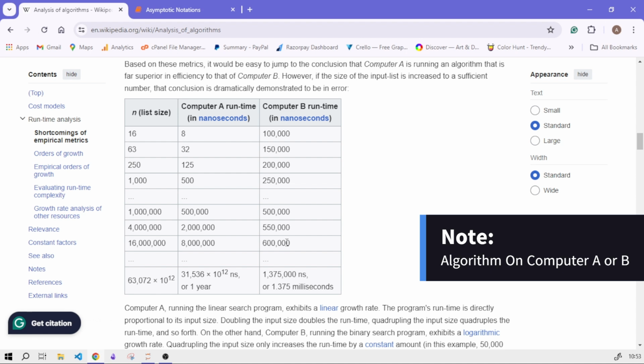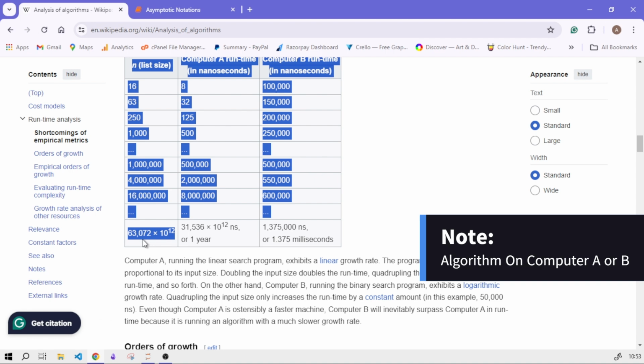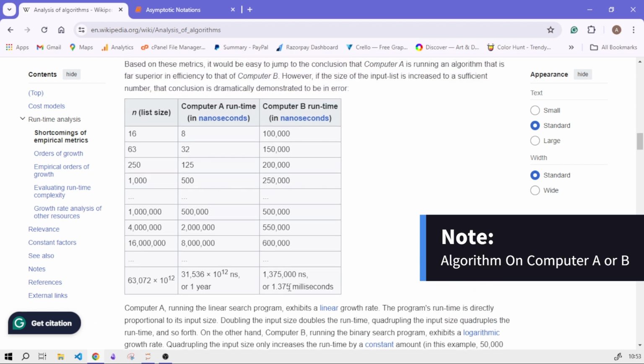So if you are trying to test your algorithm, and you are not testing it for the majority of the inputs, then you will not realize how efficient your program is. I'll come to that. Now let's see what happens when we increase the input size to 10 to the power 12. Computer A will take 1 year, computer B will take just 1.375 milliseconds.